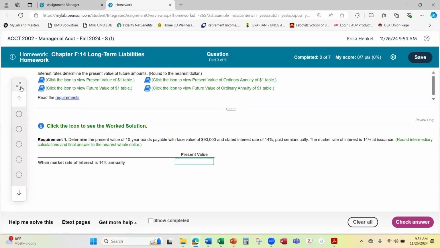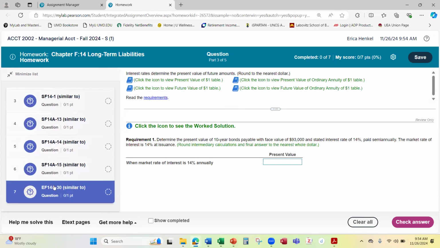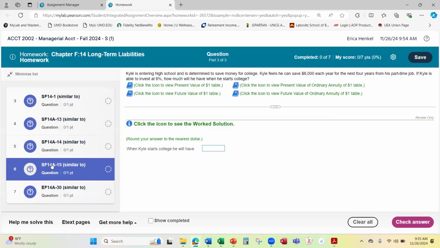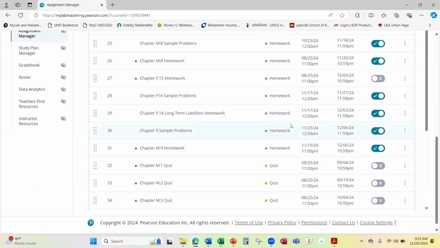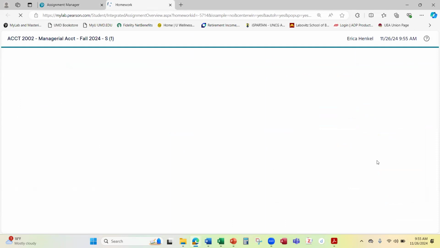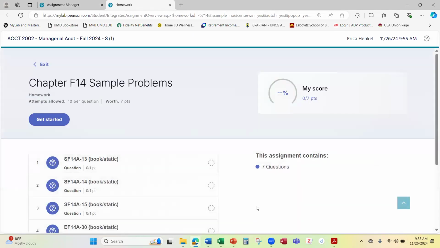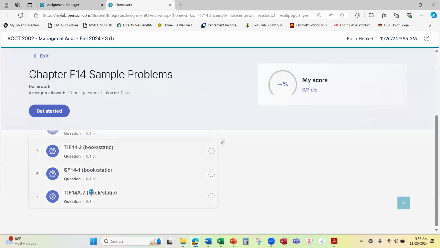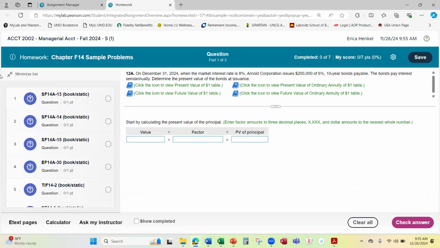Maybe not. Let's see. Why do I have a different problem here? Arnold Corporation. I'm in the right one, right? Oh, I'm in the homework. That's why. Okay. Sorry. Why am I showing the wrong one here? Let's close this. Go into the simple problems, not the homework. Apologies. So actually get the correct problem I'm looking for here. All right, there we go. That's the one I wanted.